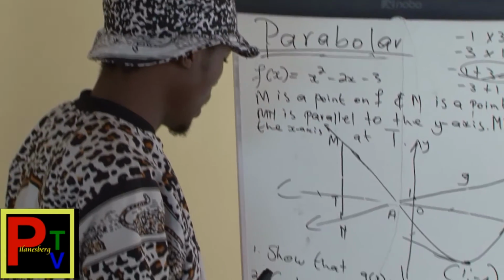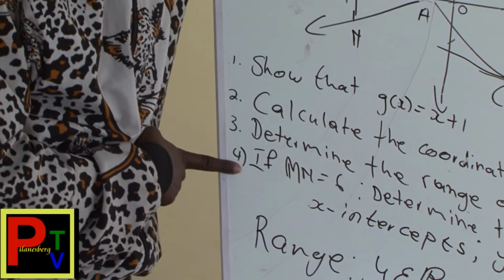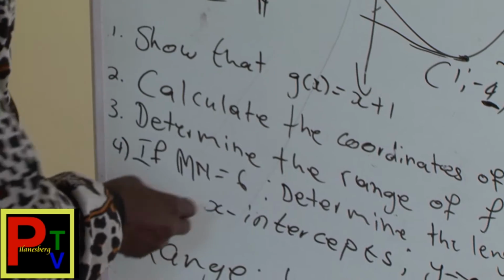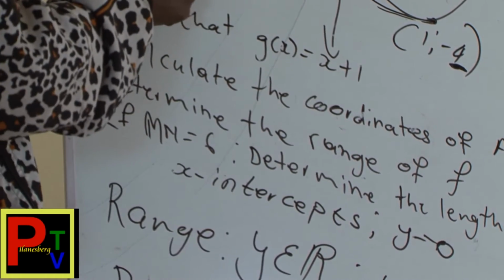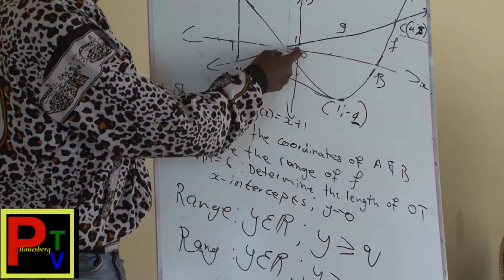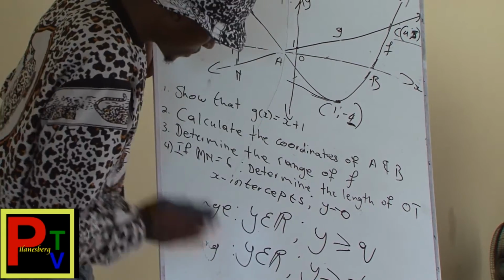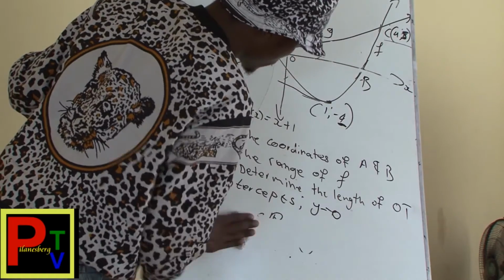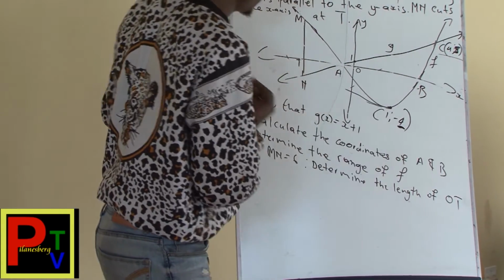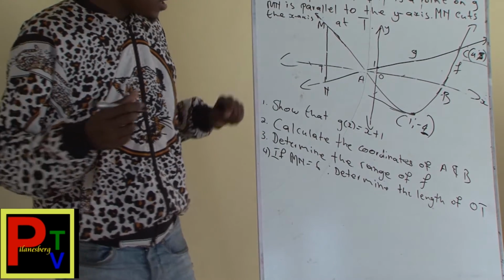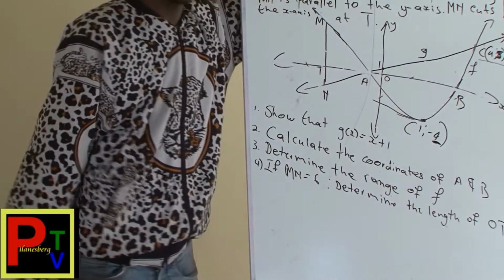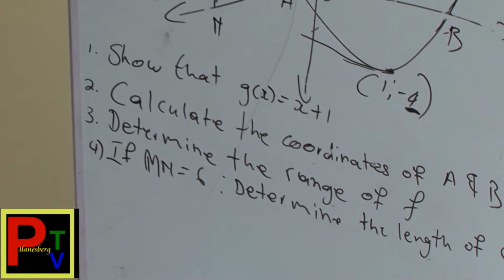The third question, down. This one looks a little bit interesting now. They are saying if MN is equal to 6 units, it means the length from here to here is 6 units. Determine the length of OT, from here to here. Okay? Let's see. If MN is equal to 6 units, determine the length of OT. And we check how is our OT.